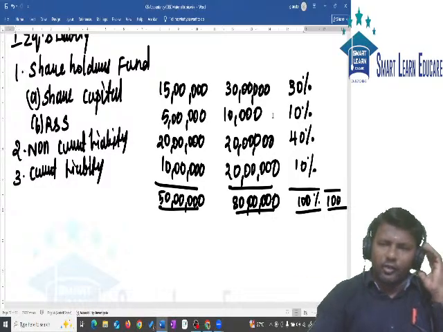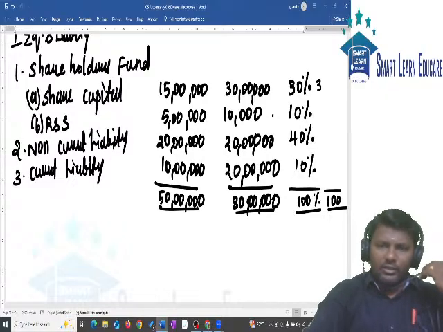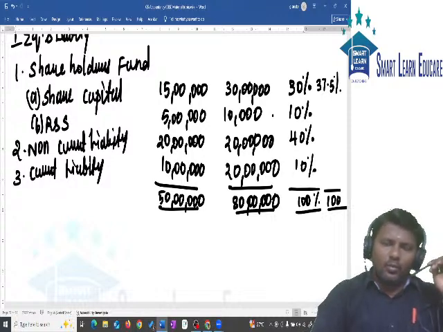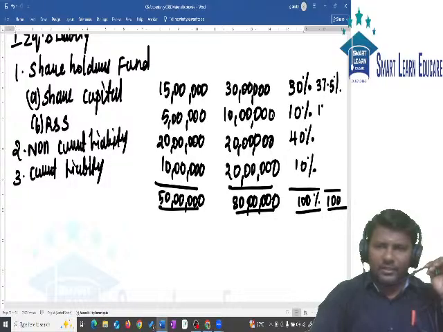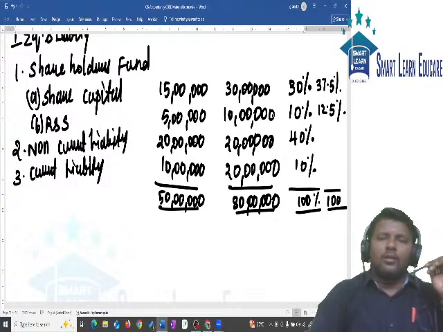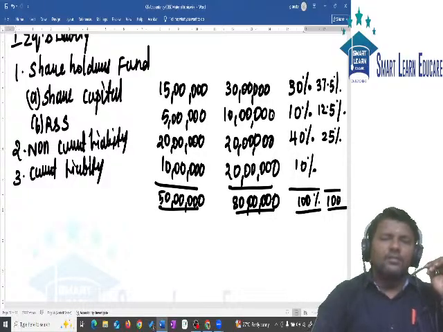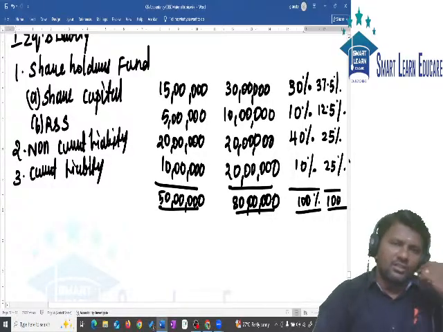So same thing will continue here also. 30 lakh divided by 80 lakh. What is the amount of 30 lakh divided by 80 lakh? It will give you 37.5 percentage. This is 10 lakh, right? 10 lakh divided by 80 lakh, 10 divided by 8, 12.5 percentage. 20 lakh divided by 80 lakh, 25 percentage. 20 lakh divided by 80 lakh, again 25 percentage.